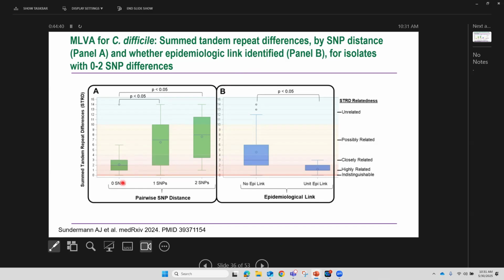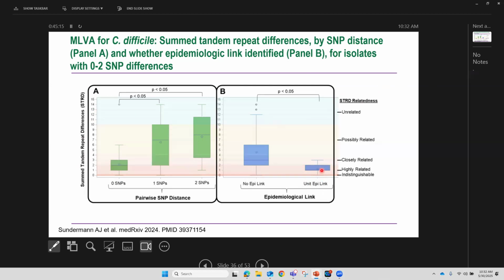If we had outbreaks, we could not do that. But if we did MLVA, there's something called STRD, which is basically the sum tandem repeat difference between two isolates. And so with 0 SNPs, we found a range of STRDs of 0 to 6. 1 SNP also blew them apart, and then 2 SNPs as well. And we found that we were able to identify a unit epi-link for isolates that had an STRD of 0 to 3.